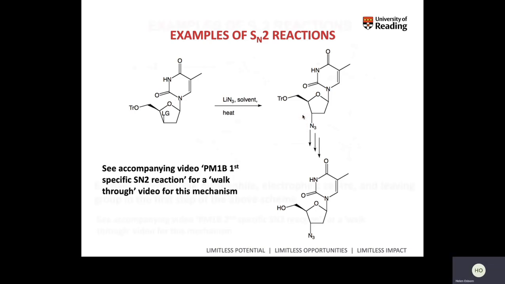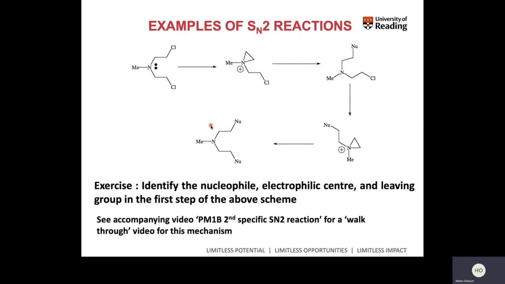Okay, so another example for you to try, and in this case I have given you an exercise to go through to see how you're getting on with this material. This is another example of an SN2 reaction, and it probably looks pretty terrifying if you look at the different species and try to work out what's going on. So what I've tried to do is break it down into steps for you.